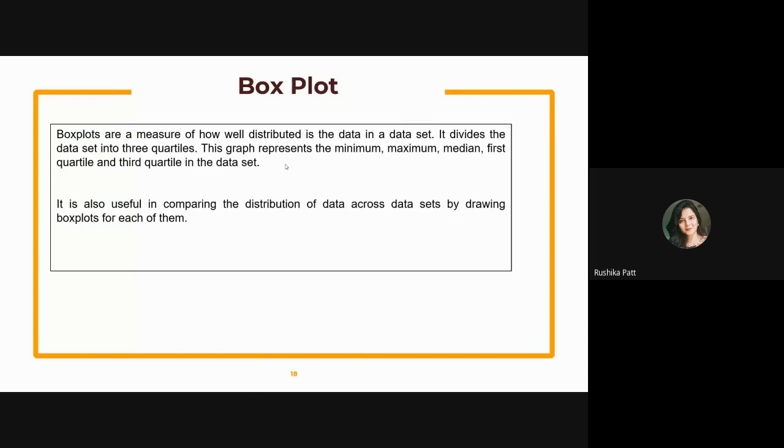Box plot. Many of you who have studied statistics might remember that the five number summary is always going to give you five different numbers, or five different qualities of data. So the five number summary is the minimum, maximum, second quartile, third quartile, and first quartile.